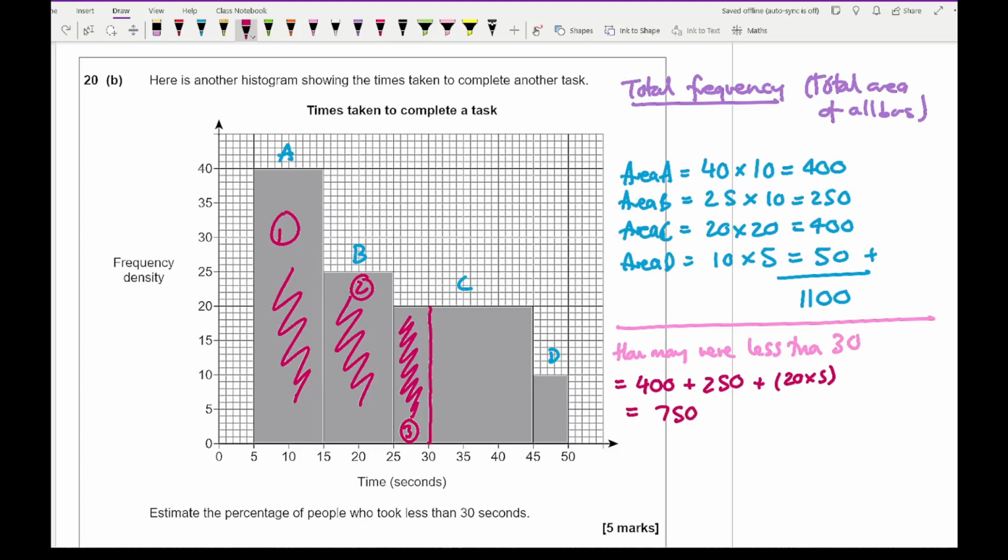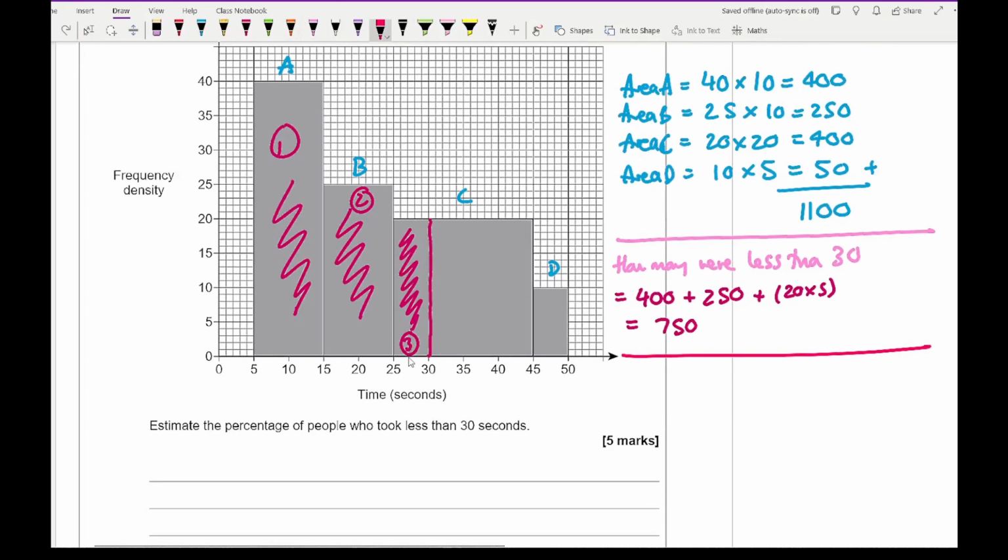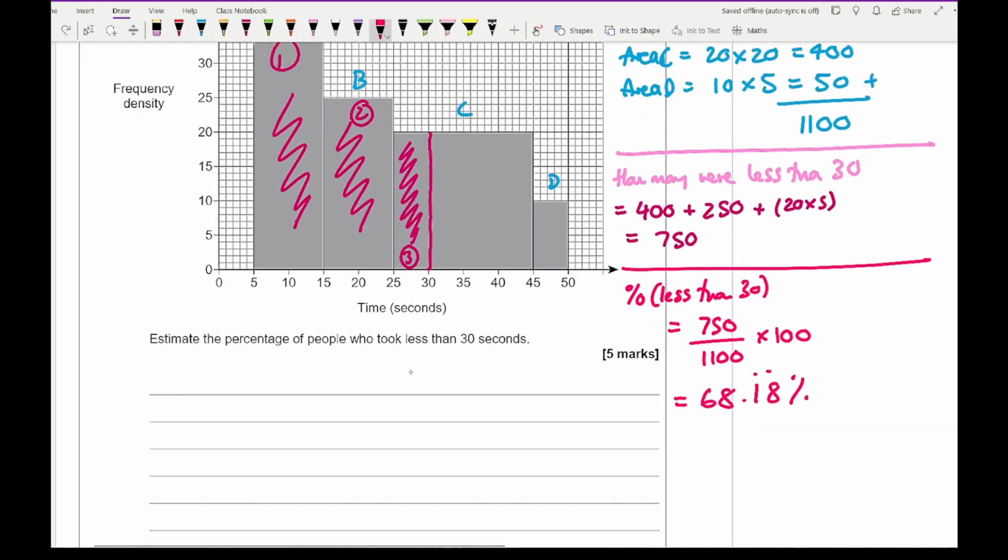So then to work out the percentage, let me use a colour I've not used, so then if I just scroll down, the percentage of less than 30 is going to be equal to 750 divided by the total multiplied by 100. And if I type that all into my calculator, I get an answer of 68.18 recurring percent. And if I round that up, although it doesn't tell me, I'm just going to round it up to 68.2%, and that's to 1 decimal place.